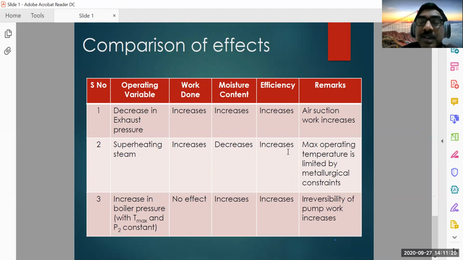But what is the side effect? The maximum operating temperature is limited because of the metallurgical constraints. So you cannot use as much temperature as you want. You have to take the metallurgical constraints of the material into consideration and you have to limit the temperature. And the third one is increase in boiler pressure by keeping Tmax and P2 constant. So work done, no effect. Why is it no effect?